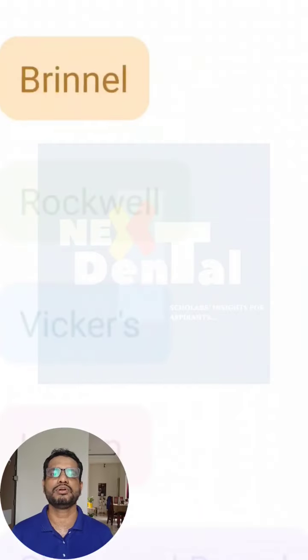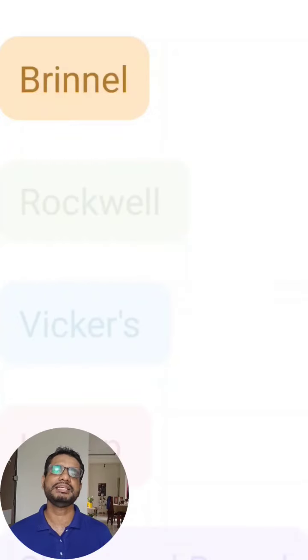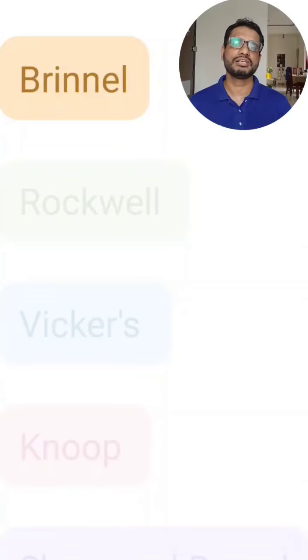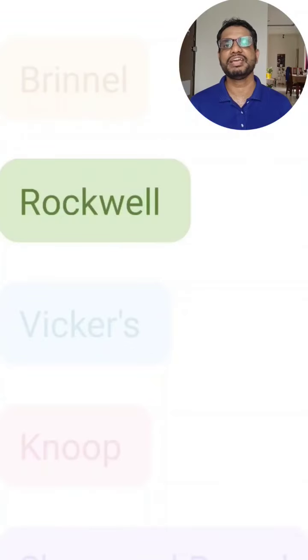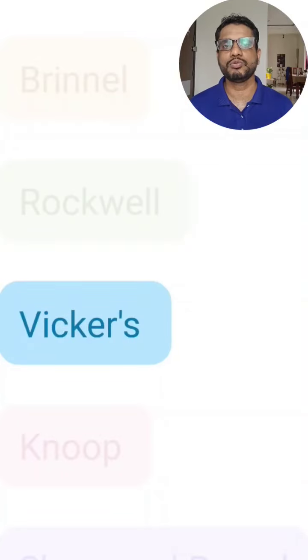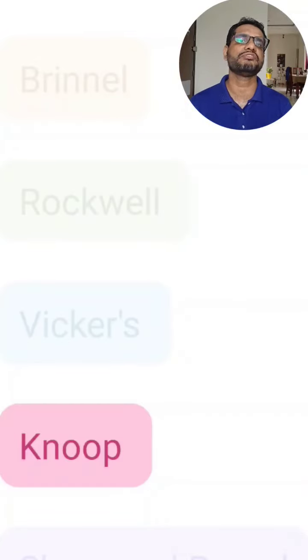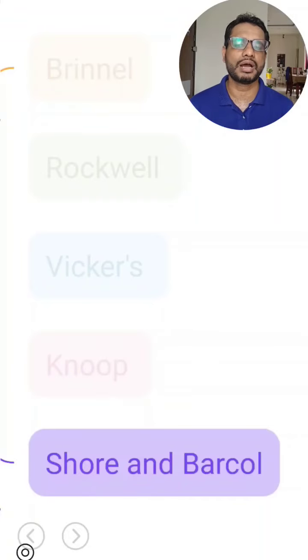And based on this particular definition, we have multiple hardness tests that are proposed for dental materials. So there are of course many, but we will be discussing five important hardness tests today. These are going to be first the Brinell hardness test, then we have the Rockwell hardness test, the Vickers hardness test, and the Knoop hardness test. These are the four main, and the fifth one is the Shore and Barkol hardness test. So first of all, let's discuss the Brinell's hardness test.